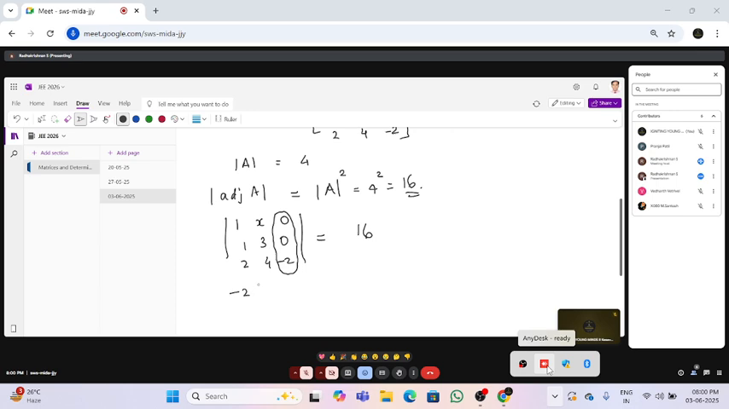Minus 2 into its cofactor, which is 3 minus x. This element is in the third row, third column, so 3 plus 3 is 6. Therefore, the sign is plus; otherwise you would have to put a minus. So in this case that minus sign doesn't come. Whatever is there, minus 2 into 3 minus x is what you have to put.